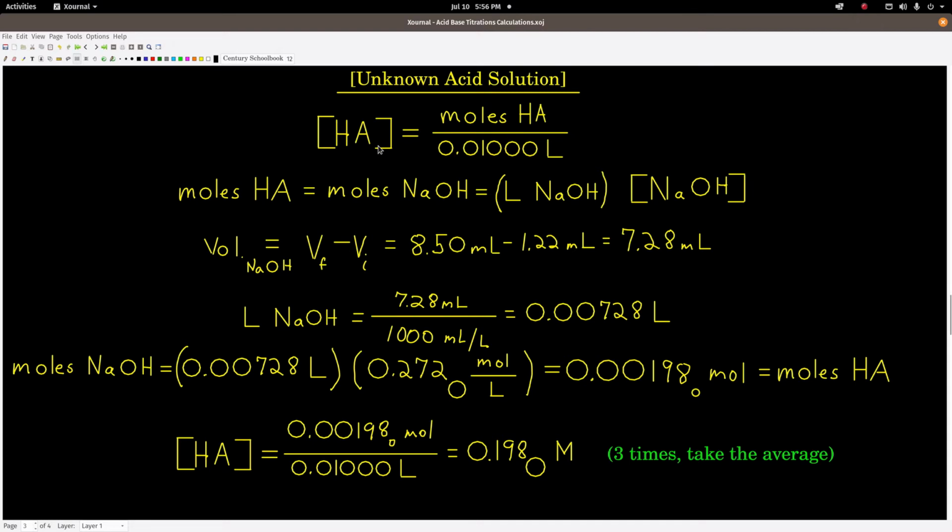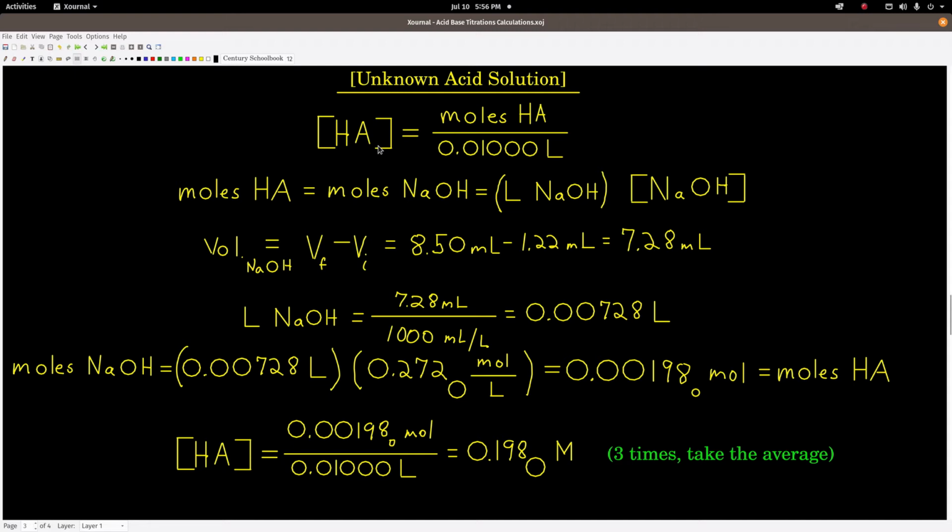Now our unknown acid solution, the liquid. Our goal is to find the molarity or concentration of the acid. I just abbreviated it HA. And remember, likewise, like we just saw, molarity is moles of solute per liter of solution, only in this case, the solute is the acid. So we want moles of acid and liters of solution.